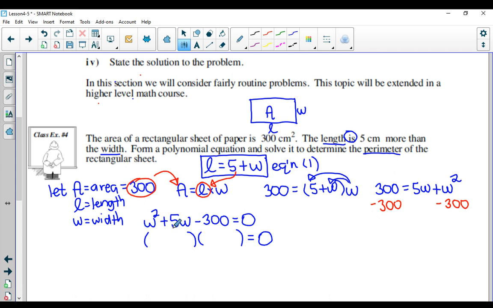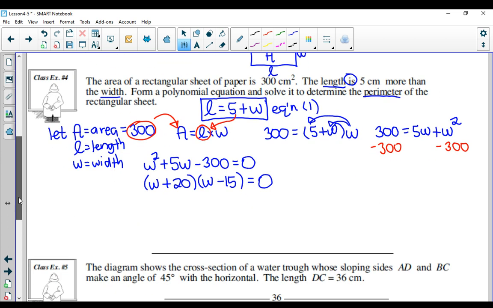I need two numbers that are going to add to give me positive 5 and multiply together to give me negative 300. So those two numbers would be positive 20 and negative 15. I'll just tell you what those factors are right now. If you're doing this on your own, you might need to think about this a bit more and do some trial and error to figure out what the two factors are going to be.